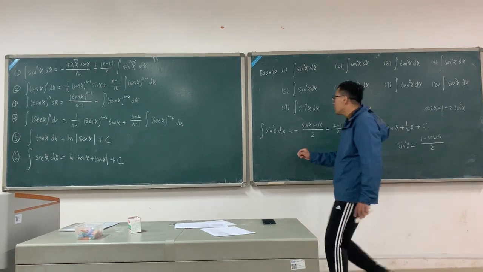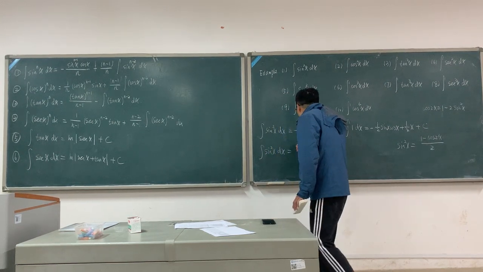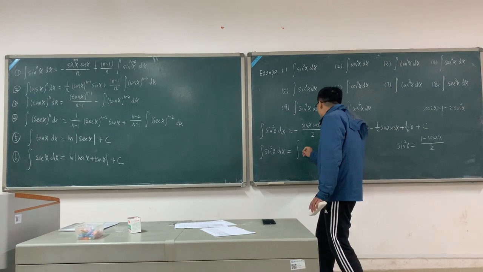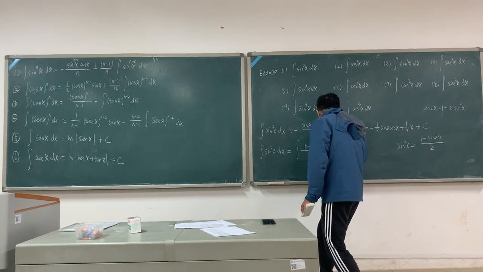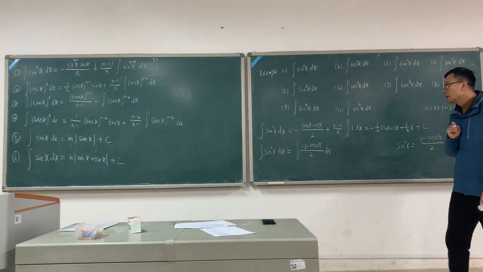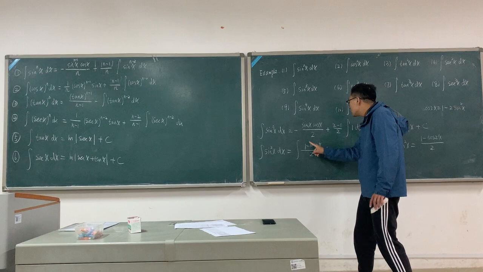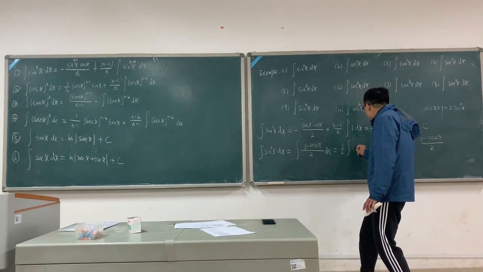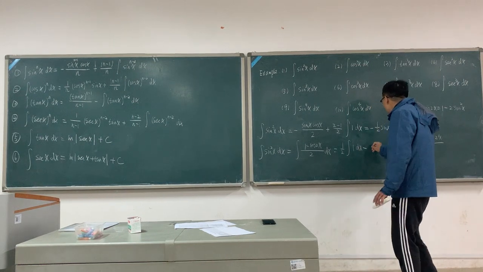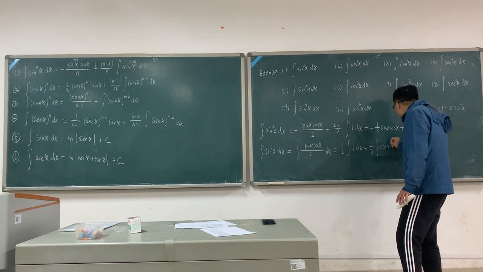So the second method is the integral of sin x squared dx equals the antiderivative of 1 minus cosine 2x by 2 dx, okay? So this is the second method. So here it is 1/2 the antiderivative of 1 dx minus 1/2 the antiderivative of cosine 2x dx.